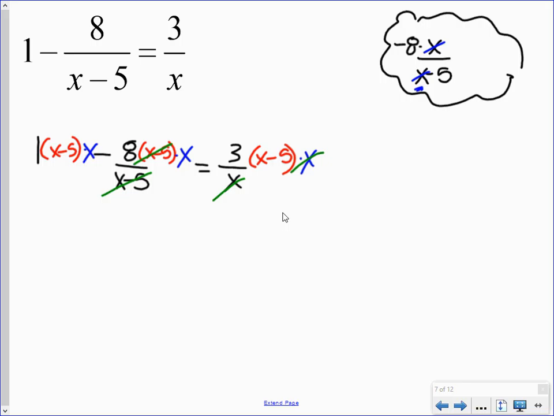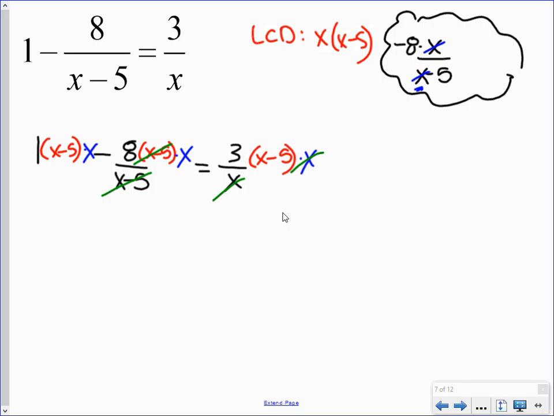So if you're thinking in terms of LCD, least common denominator, your least common denominator was really that x times x minus 5. You have to have a factor of x, and you have to have the factor x minus 5. X minus 5 does not have a factor of x. It has a term of x.